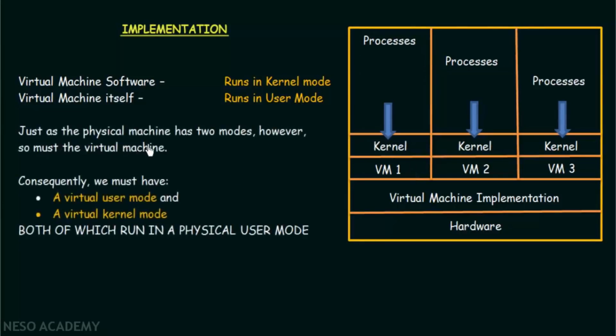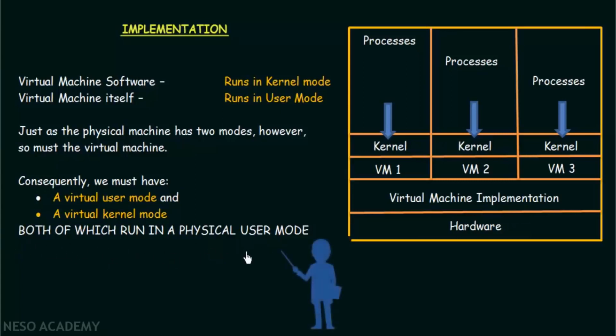So just as the physical machine has 2 modes, so must the virtual machine. The virtual machine must also have its own user mode and kernel mode. Consequently, we must have a virtual user mode and a virtual kernel mode. So the virtual machine will have its own user mode and kernel mode, which we call the virtual user mode and the virtual kernel mode, and both of them run in the physical user mode.